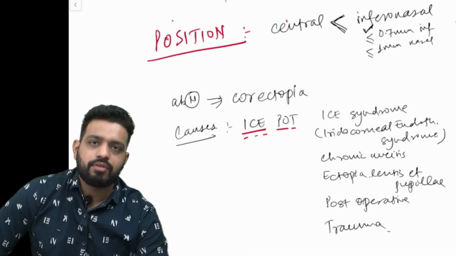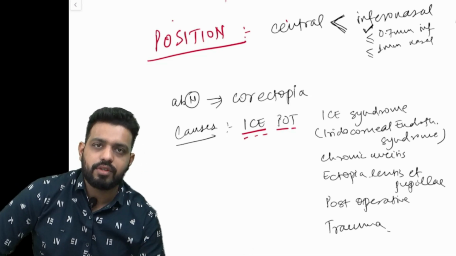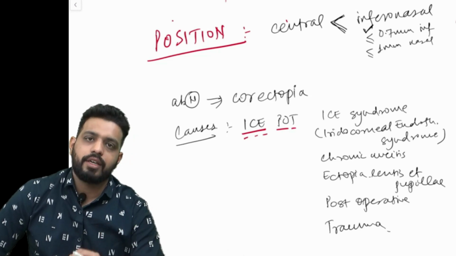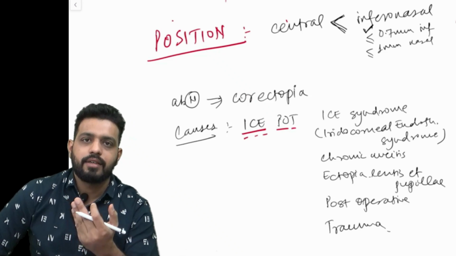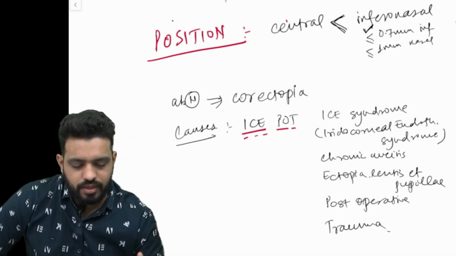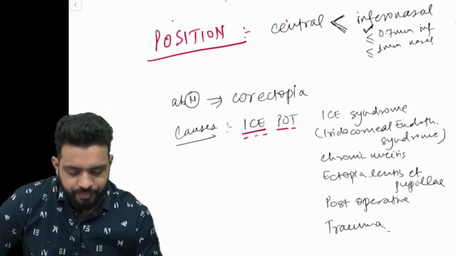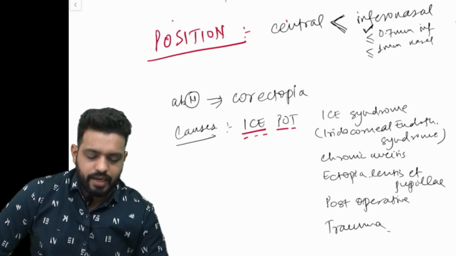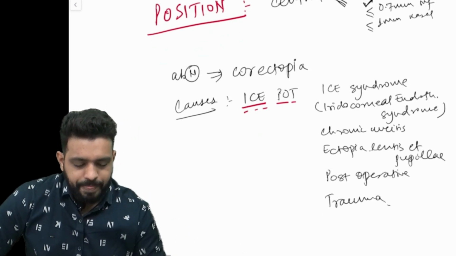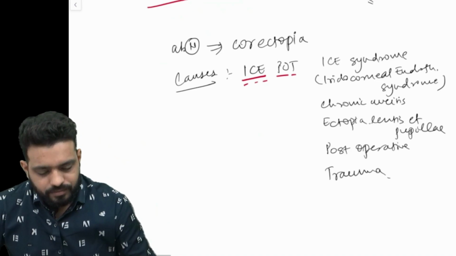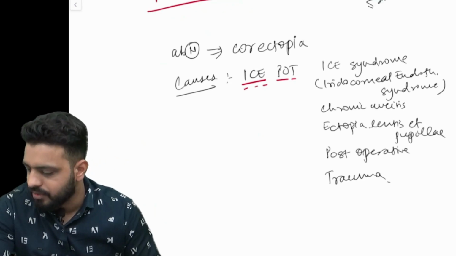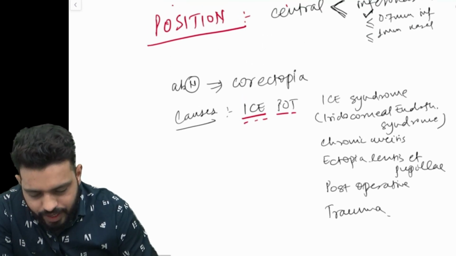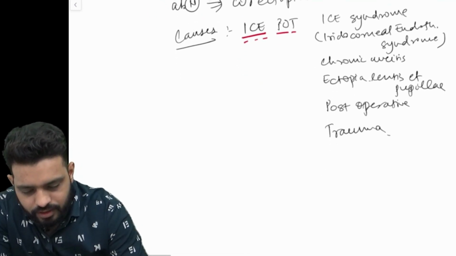What is ICE syndrome? Just try to understand the concept. It is iridocorneal endothelial syndrome. The epithelium of the cornea grows inside and covers the endothelium. This is known as iridocorneal endothelial syndrome. Because of this there is a pull on the iris, so the position shifts. Remember this.